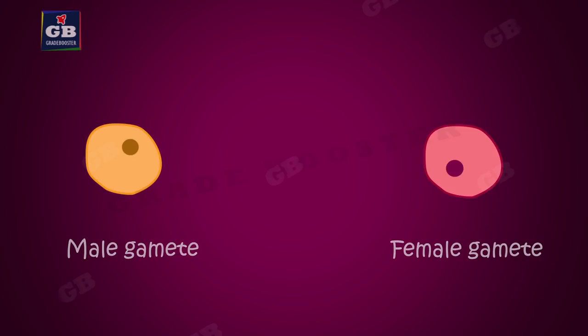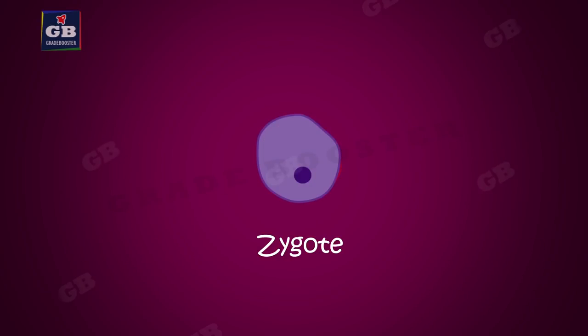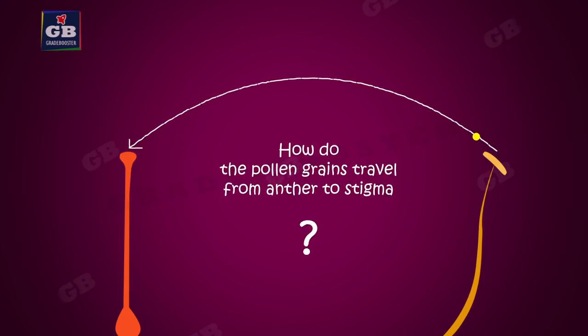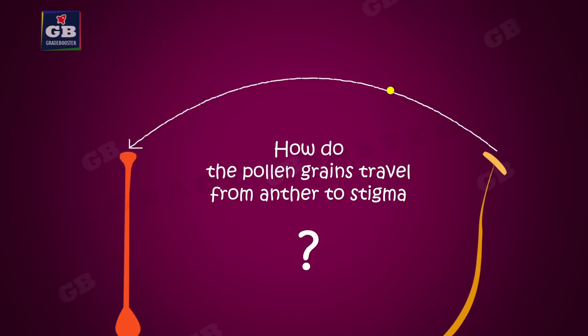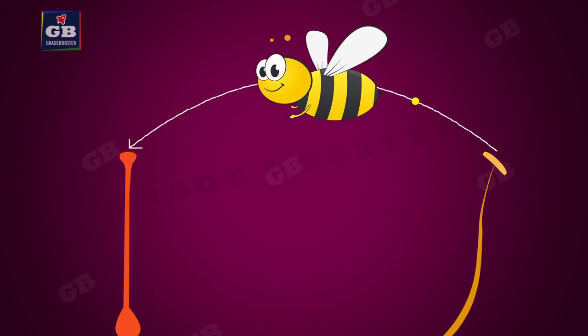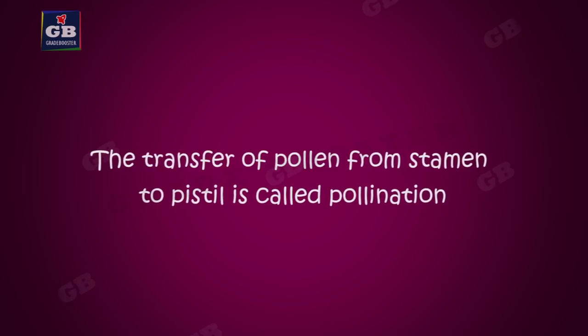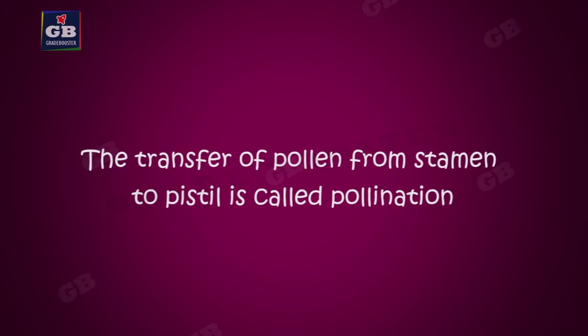You know that fertilization means fusion of male and female gametes. Then, how do these male and female gametes come together for fusion? For that, the male gametes should reach the female gametes. But how do the pollen grains travel from anther to stigma? They travel from anther to stigma with the help of air, water, insects, birds, and other animals. The transfer of pollen from stamen to pistil is called pollination.